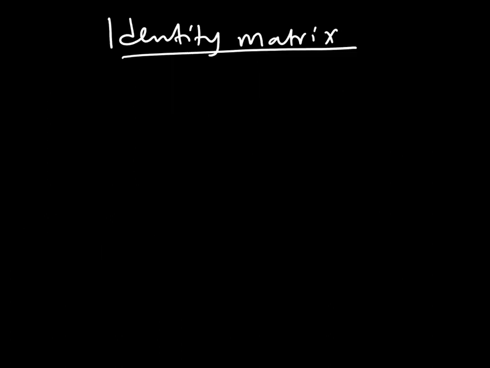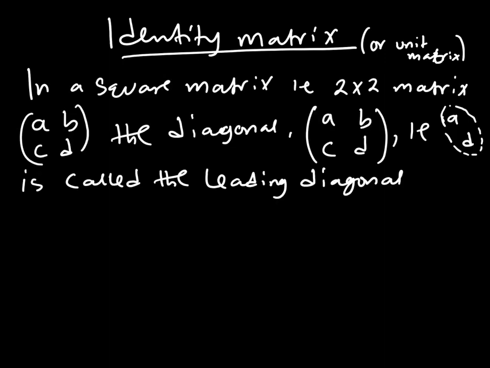So let's discuss something important in matrices, and that is the identity matrix. Sometimes it can be called a unit matrix. Instead of identity matrix, you can call it unity matrix. So what is an identity matrix? If we are to understand an identity matrix, then there is something so important about square matrices that you have to understand: the diagonals of a square matrix. We have a leading diagonal and we have a secondary diagonal.